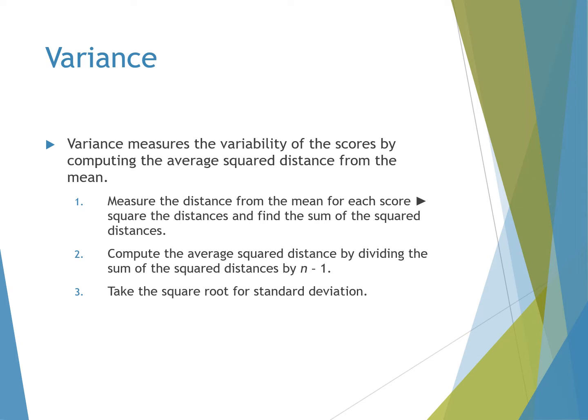So when we talk about variance, variance measures the variability of the scores by computing the average squared distance from the mean. So we measure the distance from the mean and we square all the differences, compute the average squared distance, and then we take the square root to get it back to the standard deviation. And note that when you're taking the mean, you divide by n minus 1 instead of by n, and this is to account for sampling errors.